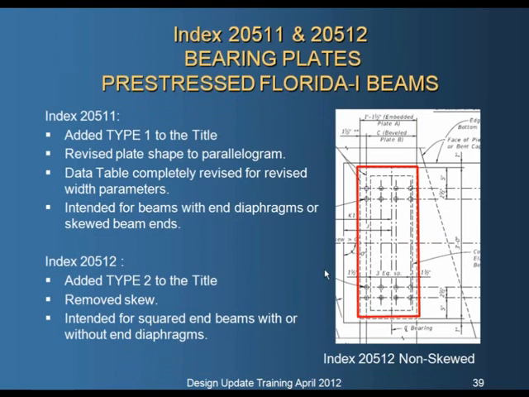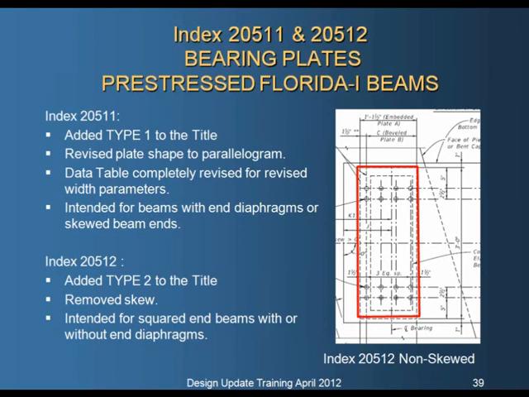The bearing plates have been updated slightly. We had 2 indexes that had the same name, and we're now designating those Type 1 and Type 2. The index 511 was the most significant change, where we've changed the shape of the bearing plate from a trapezoid to a parallelogram. You'll see on the next slide. These are intended for beams with end diaphragms and for skewed end beams.